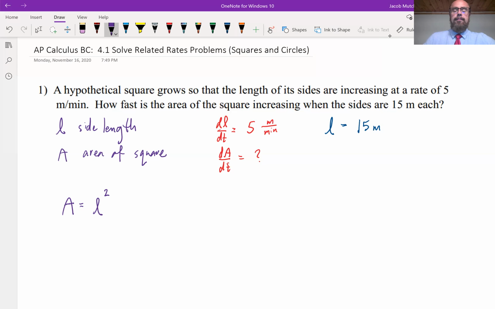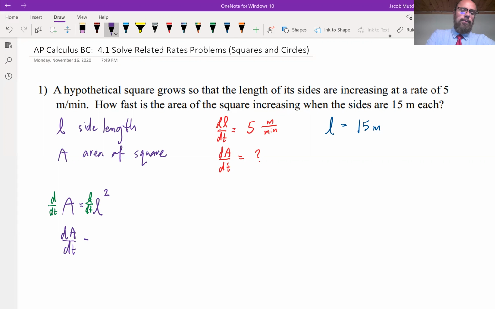Now, once I have that formula, in order to get this to a point where I can discuss rates, I want to take the derivative of both sides with respect to time. So I'm immediately going to take the derivative of the area as well as the derivative of the length squared. And what that will give me is this related rates equation, dA/dt.